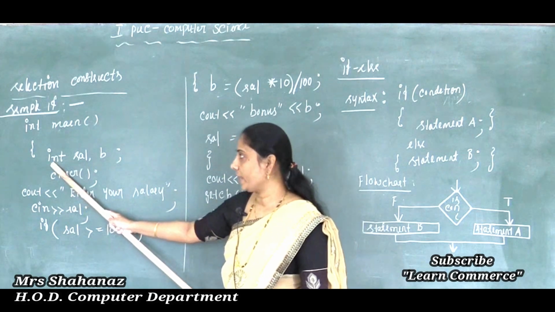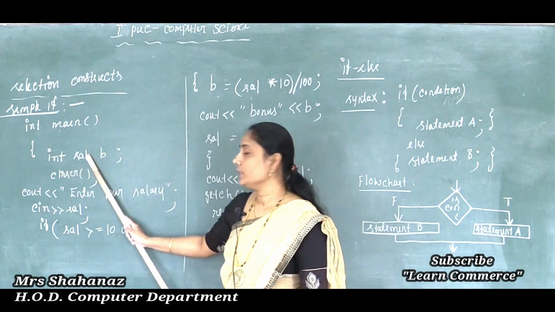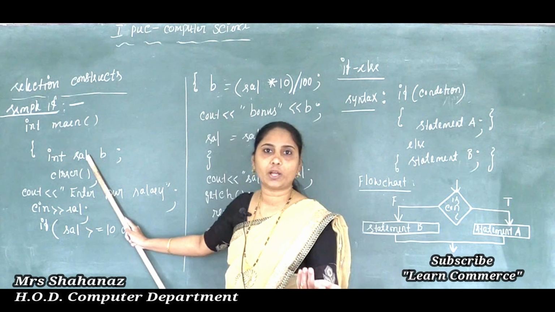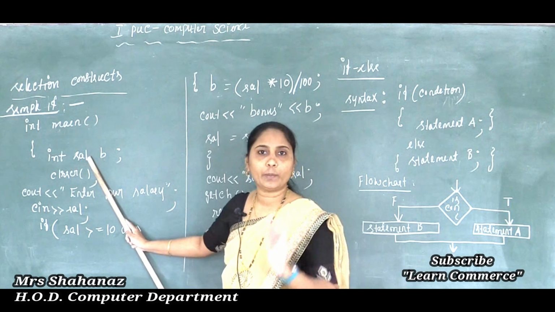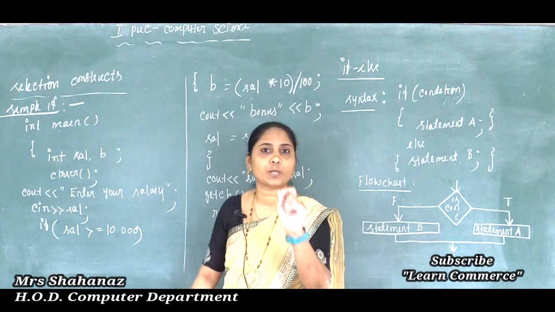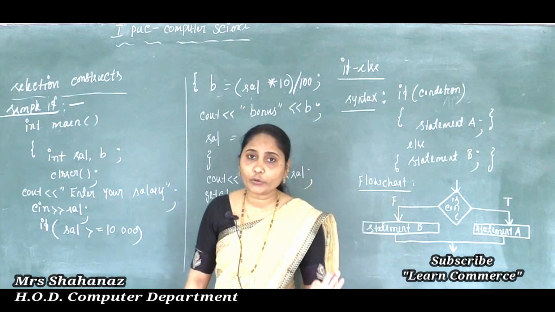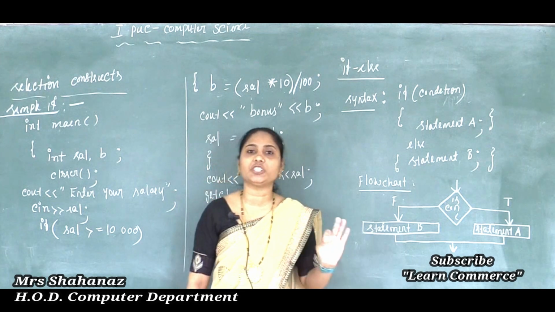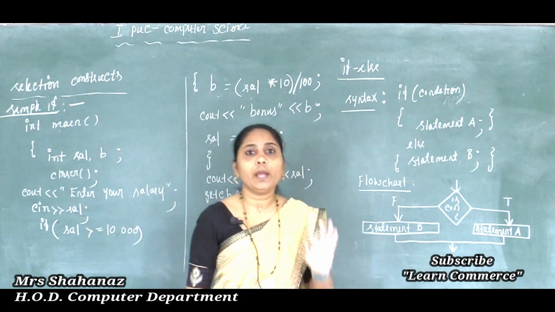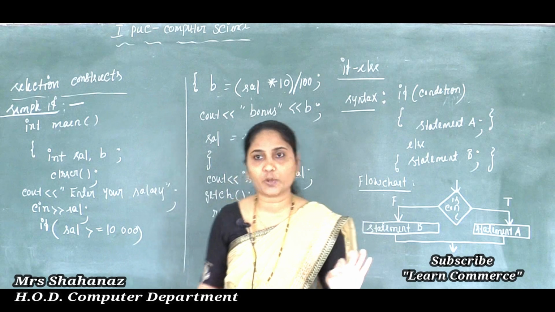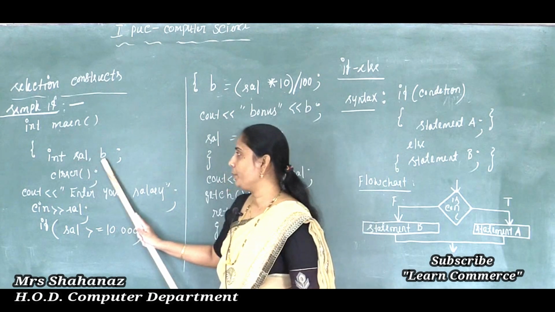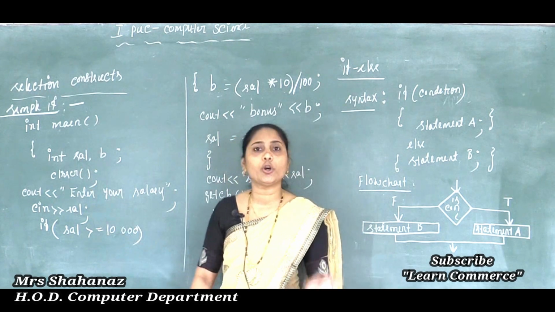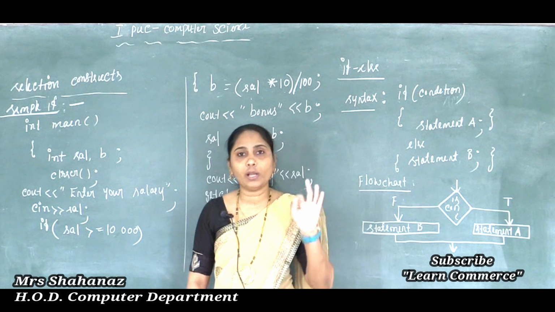That means if you are using the data type int, then for sal I can use 10,000, 5,000, whole numbers. It's not possible to use 5,000.75. If you want to use 5,000.75, then we need to change the data type from int to float. Clear this point here? So sal and b, everything is going to be a whole number only.